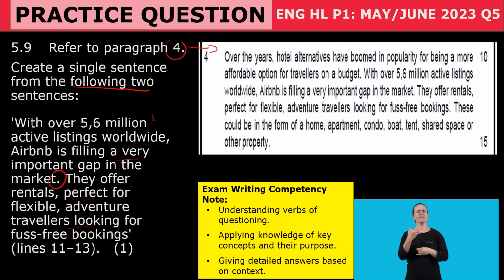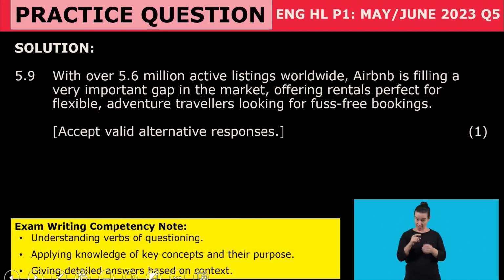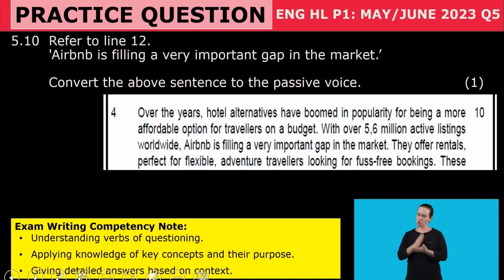These two sentences must be combined, and of course it must be grammatically correct. So let's look at the answer. 5.9: With over 5.6 million active listings worldwide, there's a comma, Airbnb is filling a very important gap in the market. There's a comma, offering rentals perfect for flexible adventure travelers looking for fuss-free bookings. Very simple. Make sure your answer makes sense before you move on.